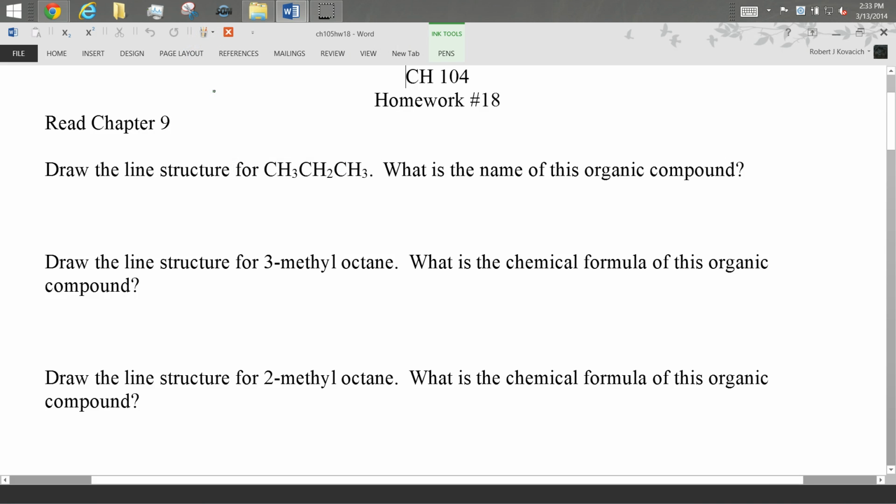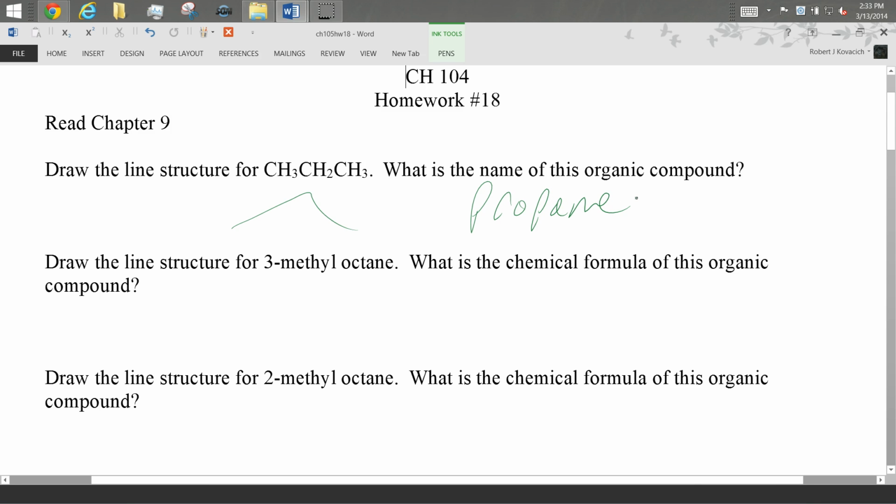Discuss on Tuesday. Line structure for this guy, so it's just something like that, or a V, either way. And this is propane? We're okay with that?